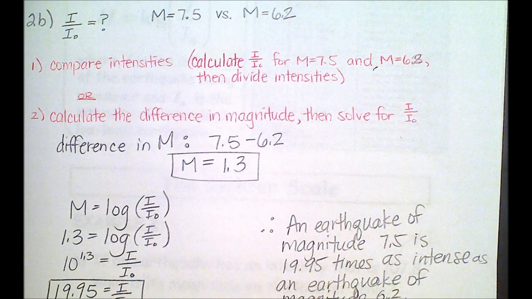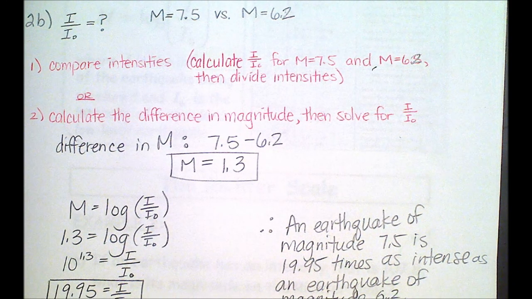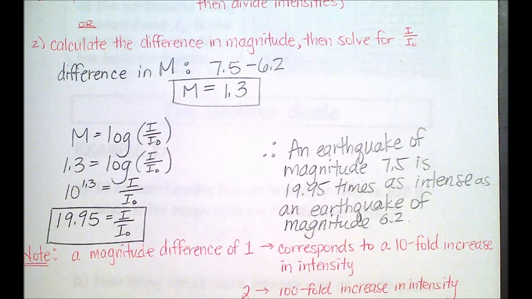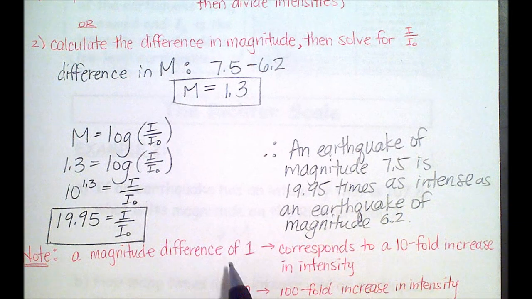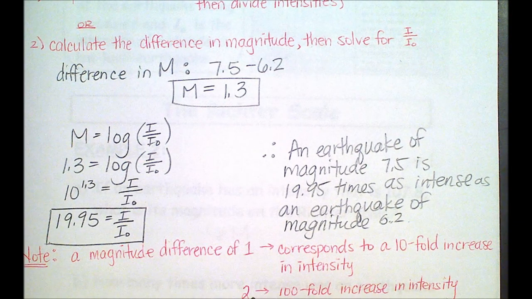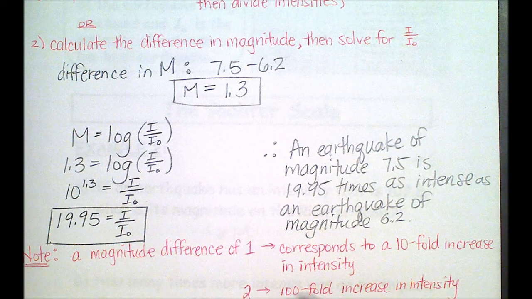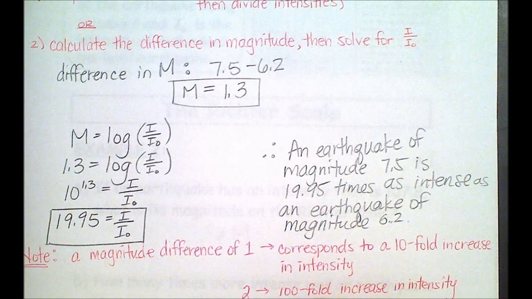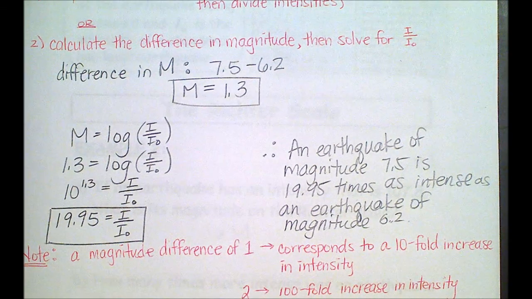Okay, so again, one thing you want to recognize is that if you're looking at a difference in one magnitude, what that actually looks at is a 10-fold increase in intensity. Okay, so a magnitude difference of 1 corresponds to a 10-fold increase in intensity. A magnitude difference of 2 corresponds to a 100-fold increase in intensity. 3 would be a 1,000-fold increase in intensity, etc., etc.